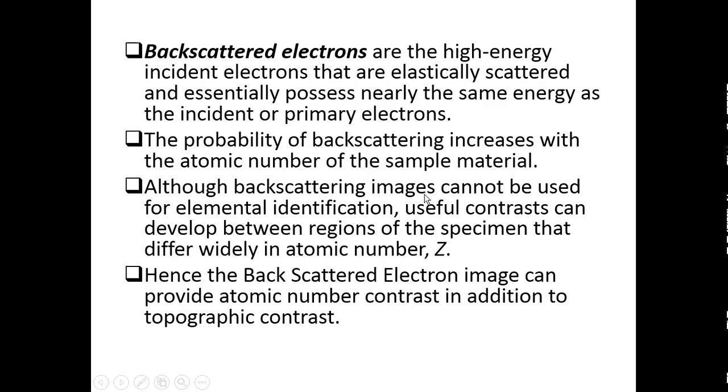Although backscattering images cannot be used for elemental identification, useful contrasts can be developed between regions of the specimen that differ widely in atomic numbers. So, depending upon the atomic number, if the atomic number is small, of course, the probability of backscattering will be less. If the atomic number is large, then the probability of backscattered electron production on the hitting of the electron beam upon the sample is more. That is the idea. Okay, I think that you understand now. Hence, the backscattered electron image can provide atomic number contrast in addition to the topographic contrast.